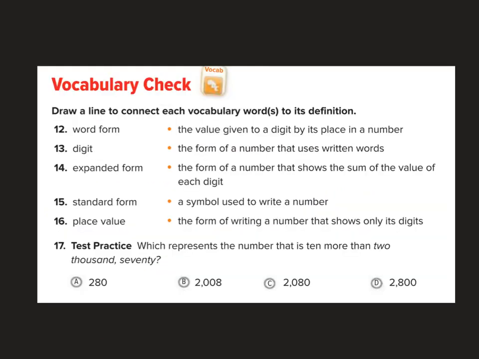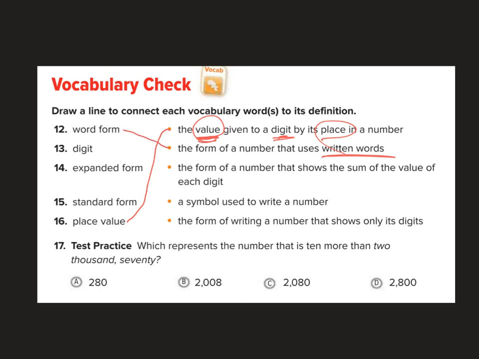Last one. Little vocabulary check here. Draw a line to connect each vocabulary word or words to its definition. Okay, so let's see. I think it's easier to read the definitions and then find the word that matches it. So here we go. What's the worth given to a digit by its place in a number? So that would be place value, right? And it gives us the answers in here because it's got value and place. Okay, the form of a number that uses written words. So that's word form.